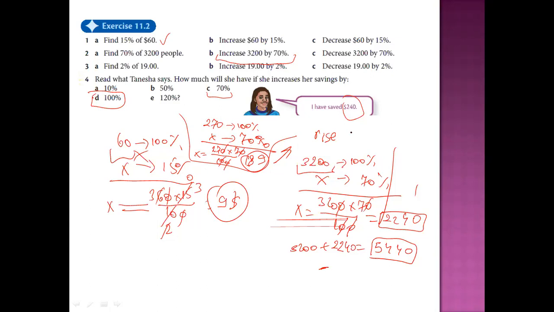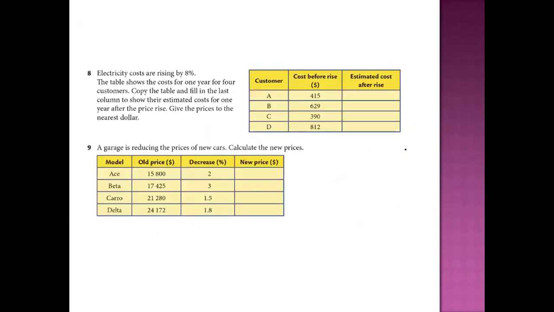And what is the new, how can I say, new value? Of course, we can add 189 plus 240. There we have 9, 4 plus 8 is 12, and 4. The new dollar or new money is $429. And the eighth question, the electricity costs are rising by 8%.